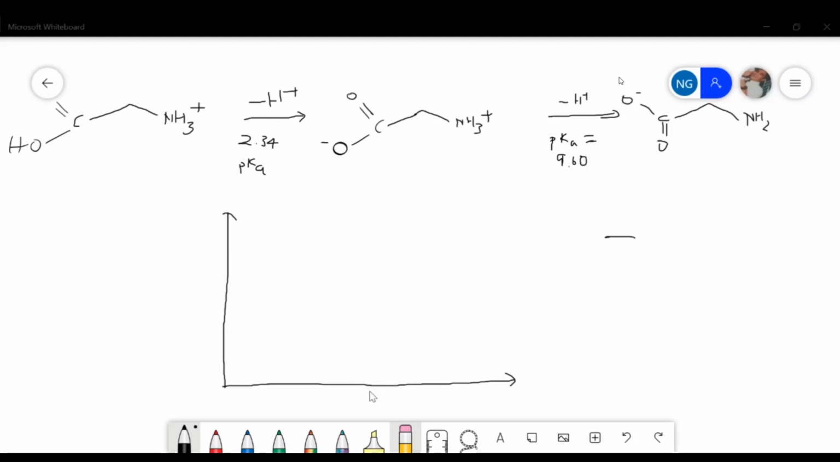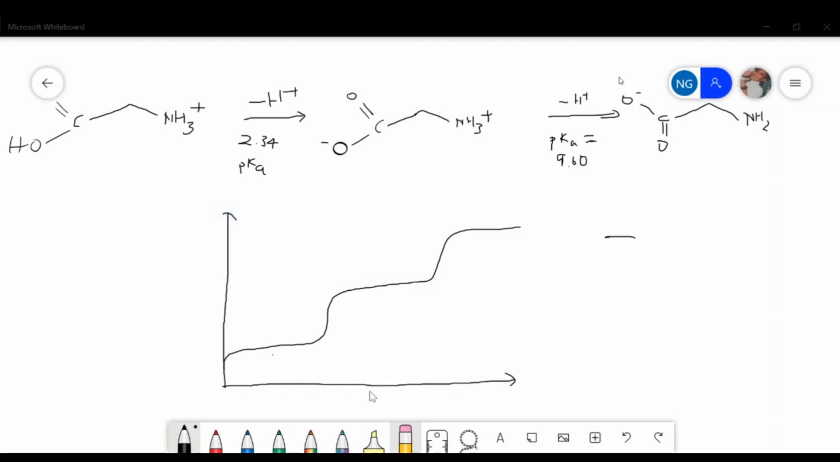So right, for something like this, let's say it starts out from the fully protonated form. The graph will look something like this, and then you start adding NaOH, and then there's this, and then there's this. It looks something like this. So let's say, is it correct? Yeah, it's correct. Okay.